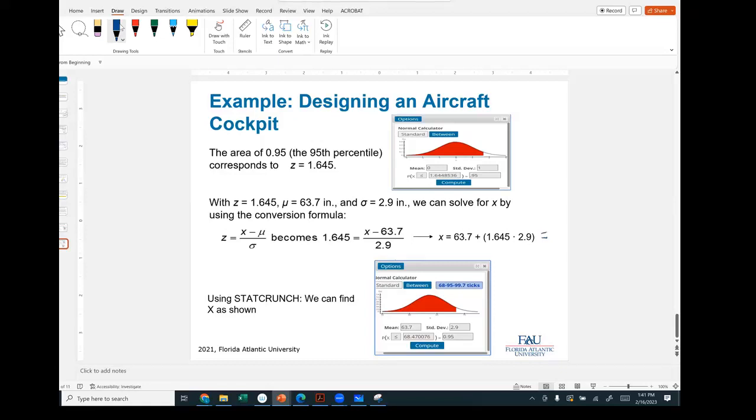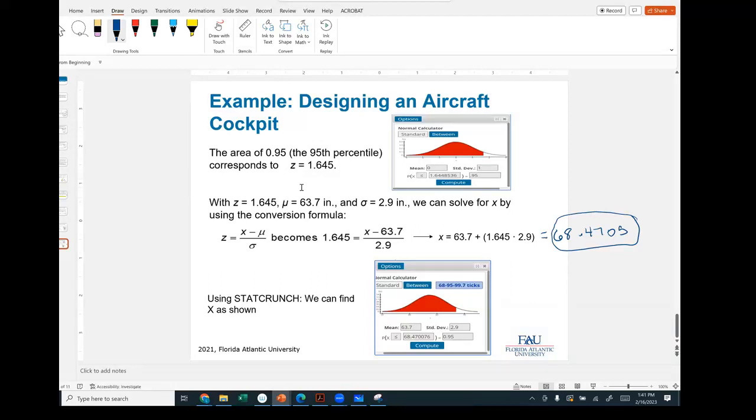which equals 68.4705, which is pretty close. I mean, this is a little different than the value that we got here, but close enough. So we found x using StatCrunch, or we can find x using that formula. Okay, and that really ends this part.